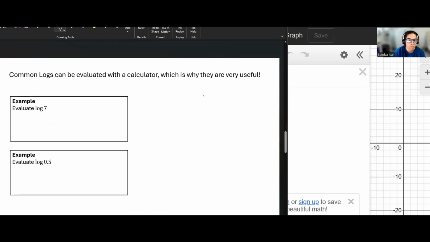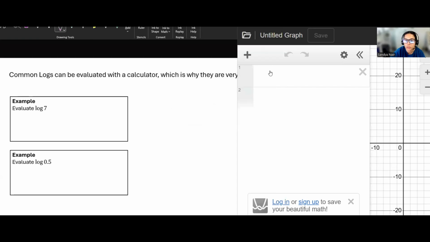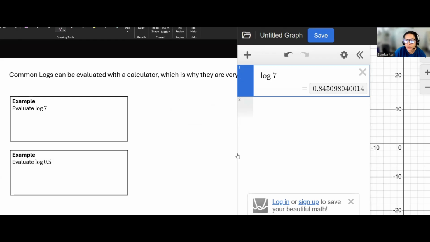Common logs can be evaluated with a calculator, which is why they're very useful. If I want to evaluate log of 7 or log of 0.5, I'm just going to go over here to Desmos, and I can just type log 7. When I type log 7, I'm going to round this to 4 decimal places, because that's the convention when we're working with logarithms.